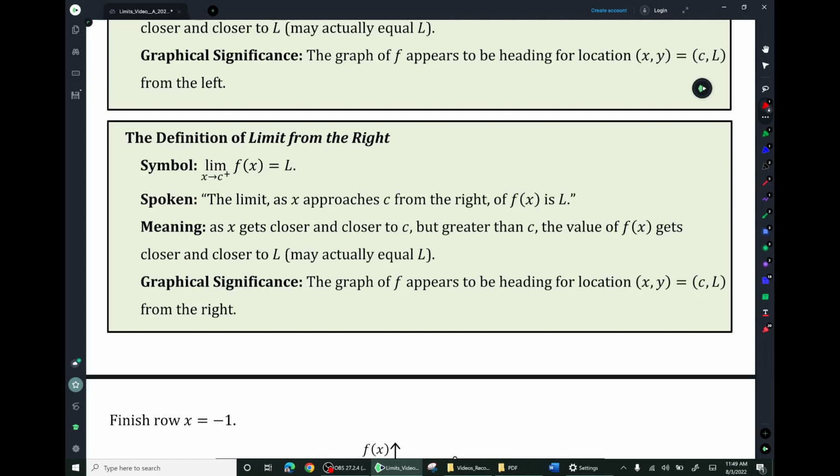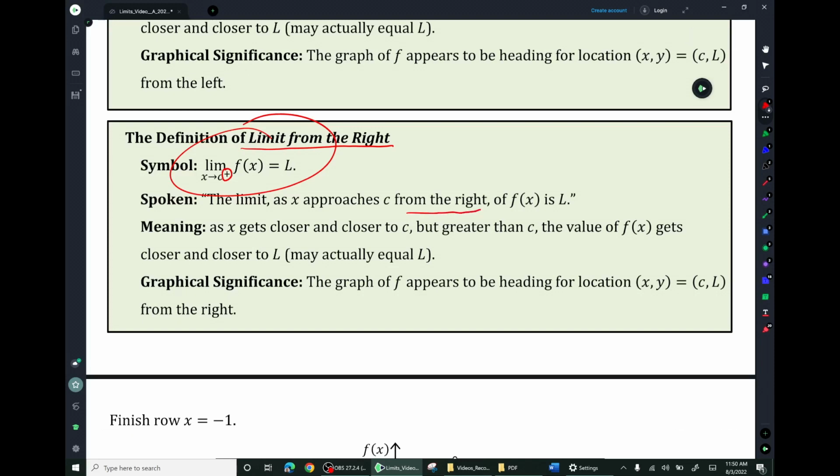There is an entirely analogous definition for the limit from the right. That's denoted by this symbol, which looks like the regular limit symbol with this extra feature, a superscript plus sign above that C. This symbol is spoken, the limit as x approaches C from the right of f of x is L.